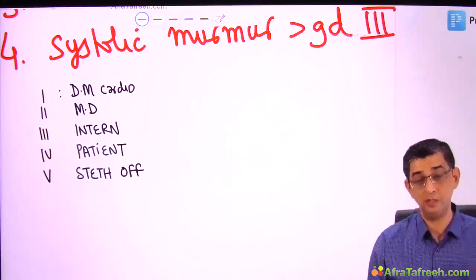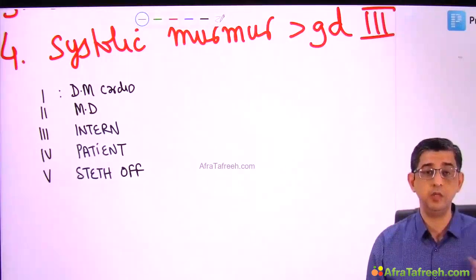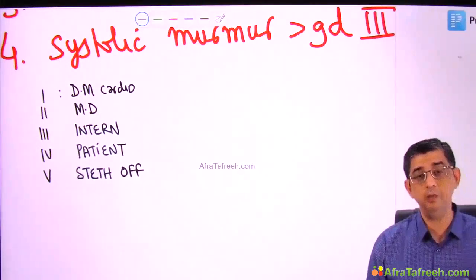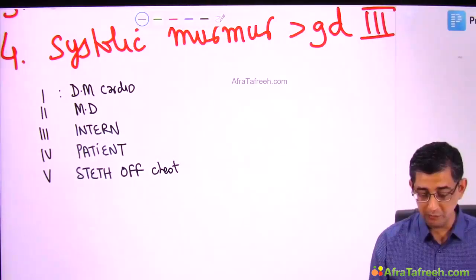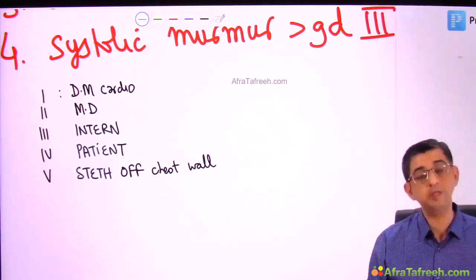Imagine the turbulence and the sound is so much. The sound is coming from the chest of this guy that even if you keep the stethoscope diaphragm 1 centimeter away from the chest wall, even then the sound will be conducted. So stethoscope off the chest wall would be one of, I would say, very loud murmurs.